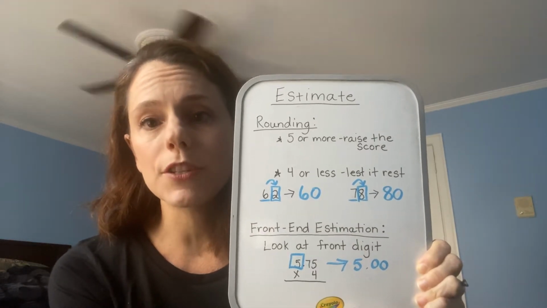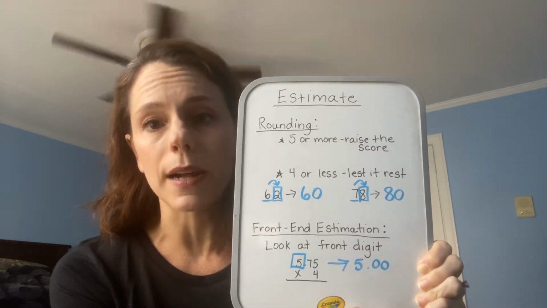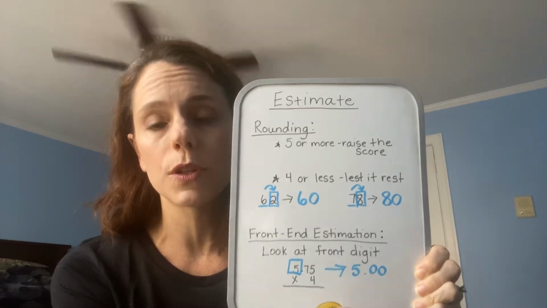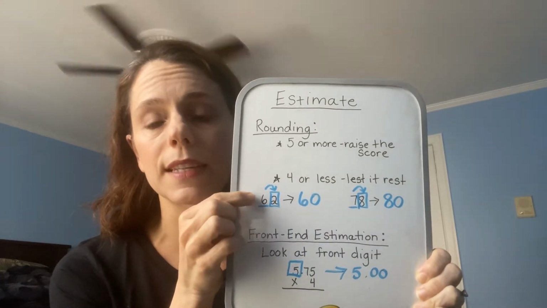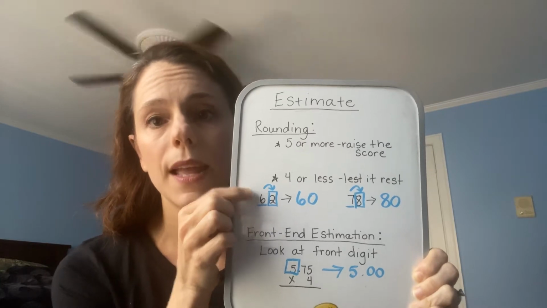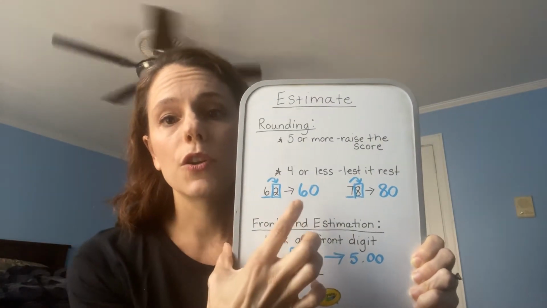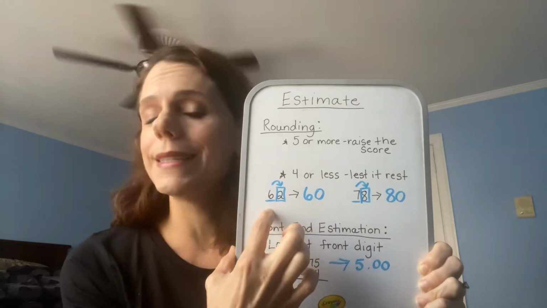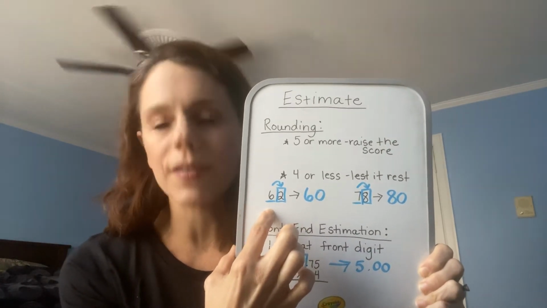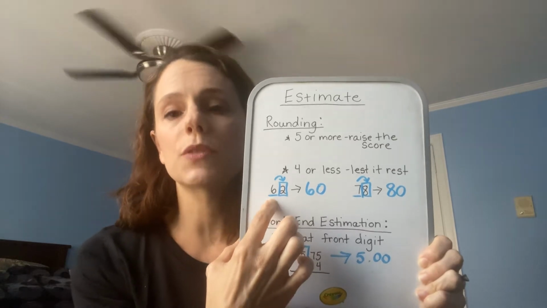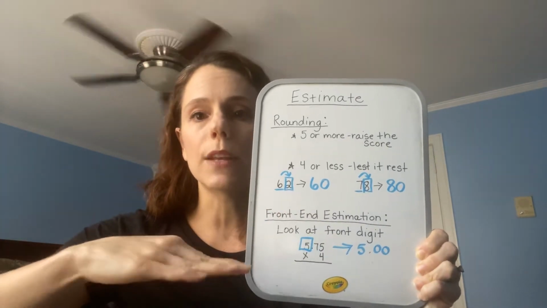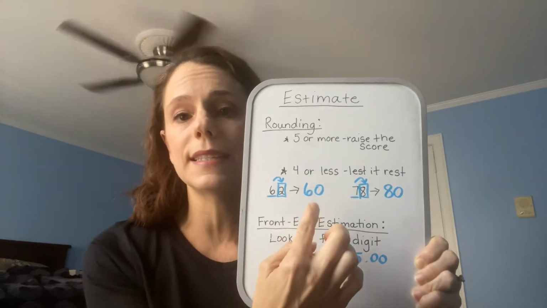So 62, I'm looking at the number that's boxed. That number is 2. So what am I going to do with the 6 if I'm rounding to the nearest 10? Am I going to raise the score? Am I going to let it rest? You're going to let it rest. It doesn't drop down to 5. It stays a 6. So 62, you let it rest. You round down, it is 60.